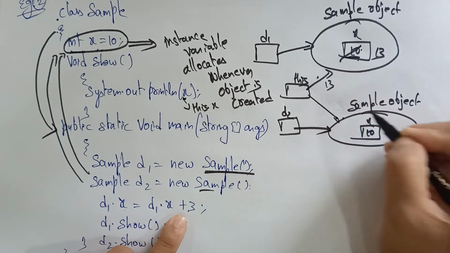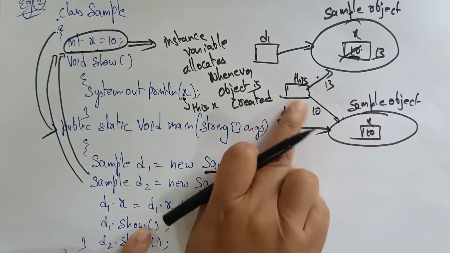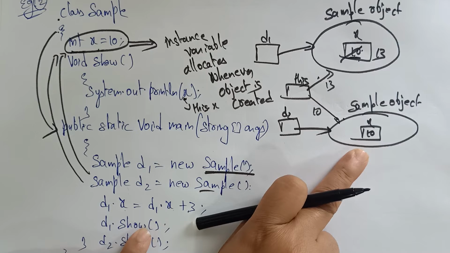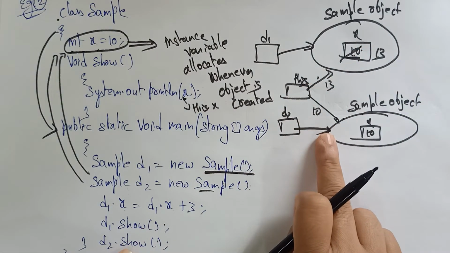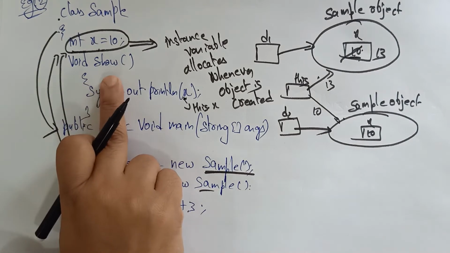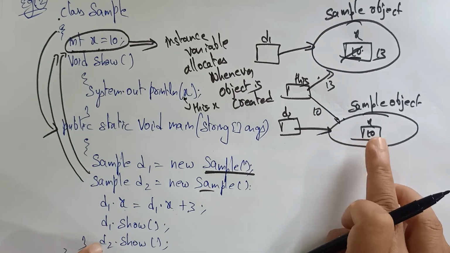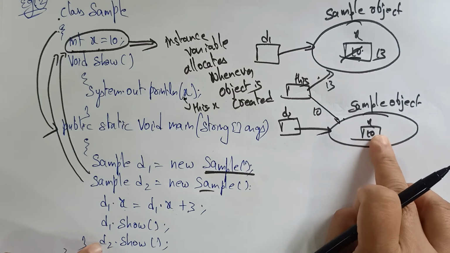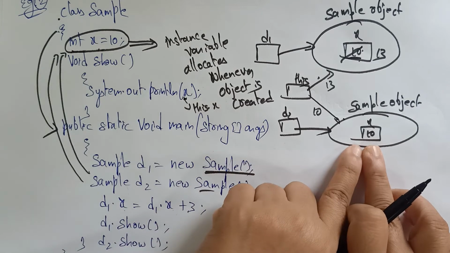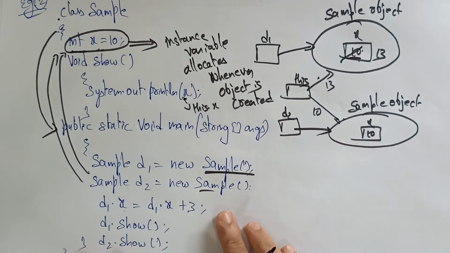Now coming to the other object, this is 10 only. Whenever the memory is allocated, this value is 10, and for d1 it is updated to 13. Now d2.show: the compiler goes here with the d2 reference. What is the memory allocated to the instance variable? It occupies 10, so that 10 is going to be printed here.